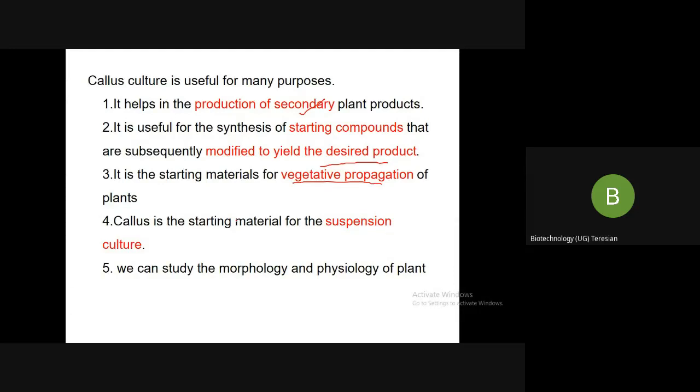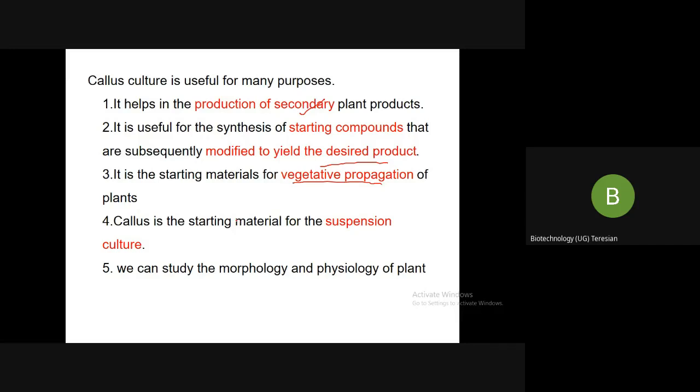So what does suspension culture mean? Just remember for the time being, it is to obtain a single cell. Remember the nurse cell experiment, okay? To obtain a single cell, we use this callus. Okay, you have obtained the single cells. So what are you going to do with it? I can do many things with it. When we come to that chapter, we will study it.